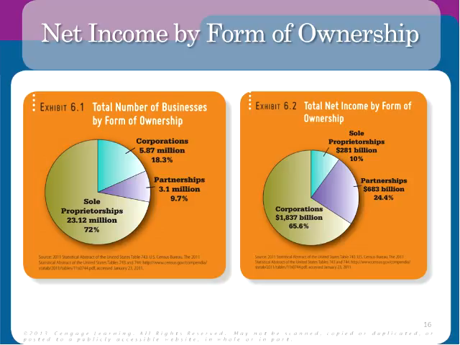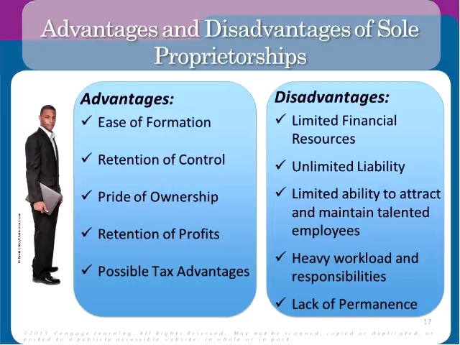Whereas if you look over here at Exhibit 6.2, the total net income by form of ownership, you'll see corporations get the bigger chunk of the pie. So although most people set their company up as a sole proprietorship, the corporations are the ones that get the big income. They get a bigger chunk of the money pie: $1,837 billion, 65.6% of the moolah. There's definitely a difference there.